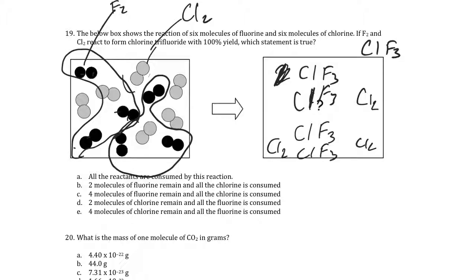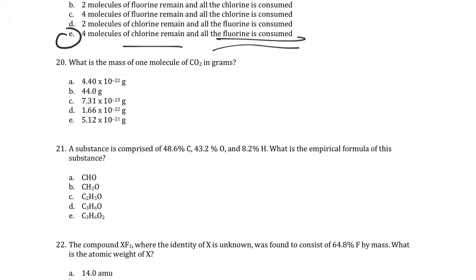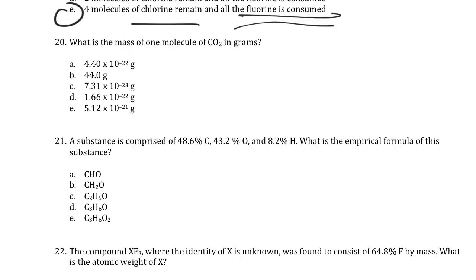Oh yes, I can't count. So there are 4 Cl2s left over. So 1, 2, 3, 4. So 4 Cl2s are left over and remain, and all the fluorine is consumed. Answer E. 20. What is the mass of 1 molecule of CO2 but in grams?